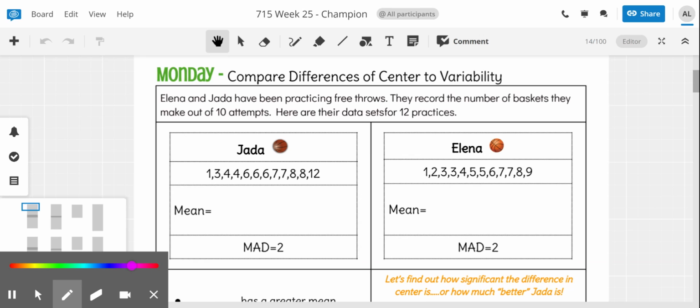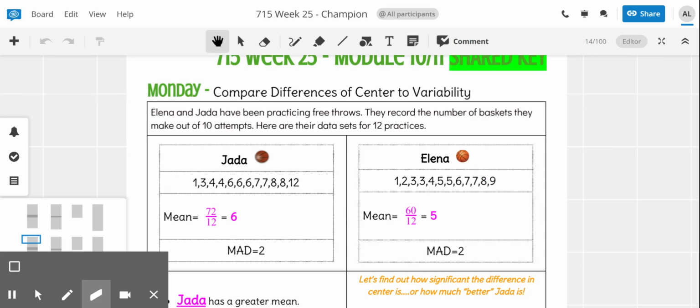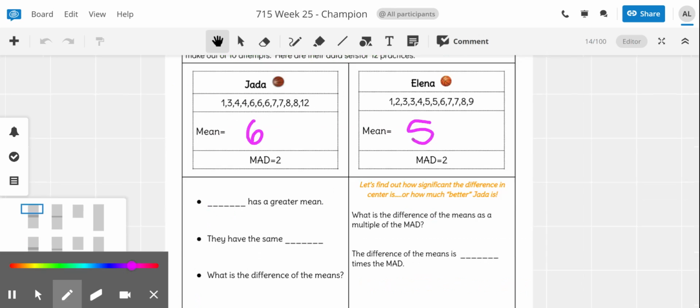It asks us to find the mean for Jada and the mean for Elena, which means we are going to add all of these numbers together and divide by 12. When I add Jada's data, I get 72 and divide by 12, I get 6. When I add Elena, I get 60, divide by 12, and I get 5. Blank has the greater mean. The higher average would be Jada.